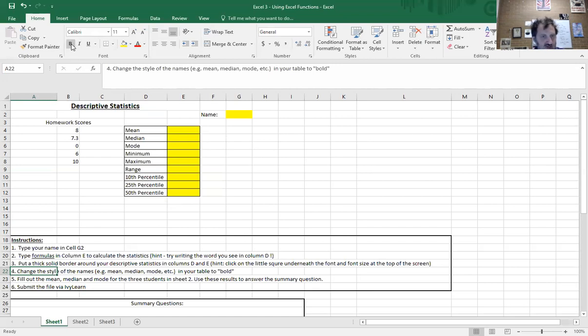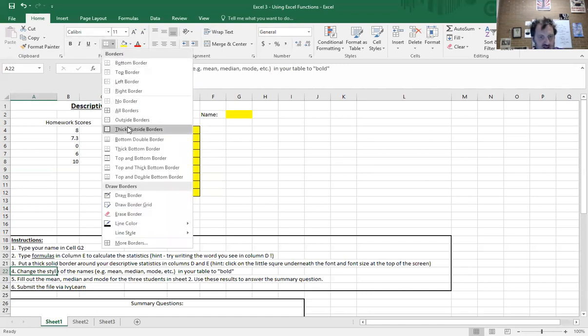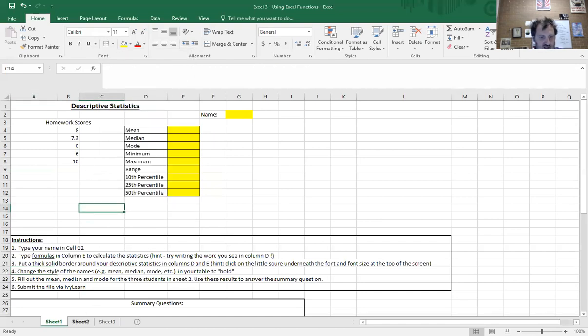The bolds, italics, underline, those are options for your font. You can change the font here. You can change the size of the font here. You can change the border here, get onto this little triangle, and you can see thick outside border is the one I want there. Okay, so that's part 1.